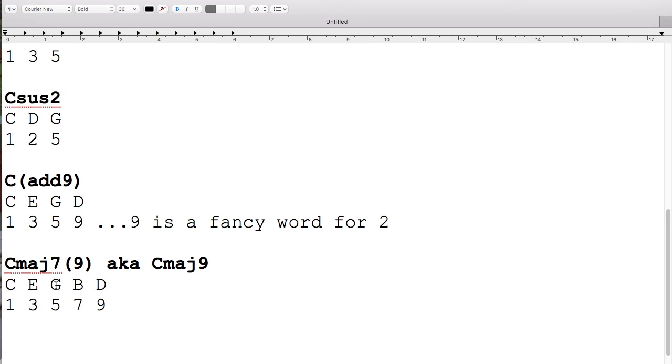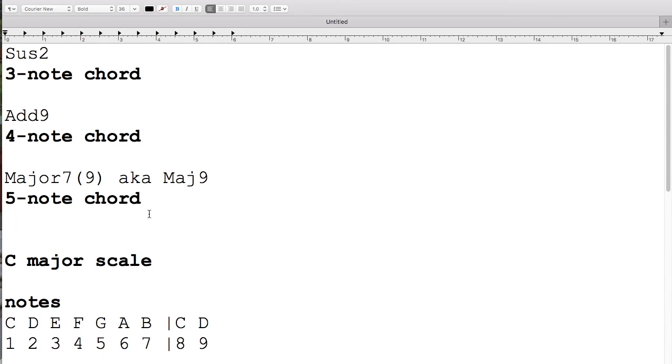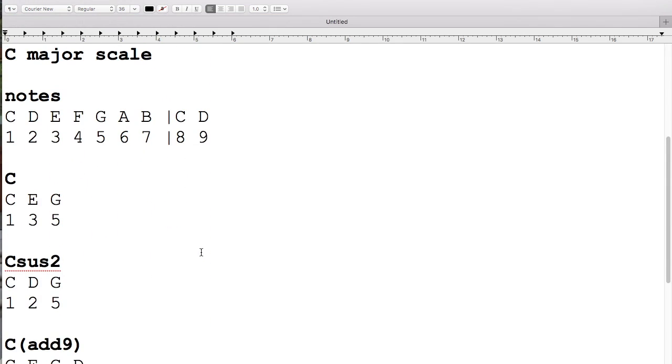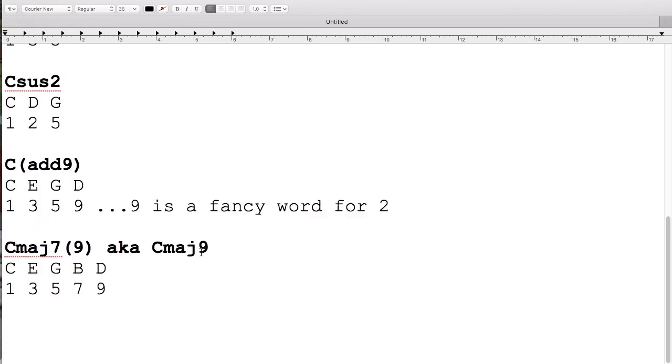So there's the explanation of a sus2, an Add9, and a major 7/9. And we just use the key of C because it's simple, but this applies to obviously any key that you're in.